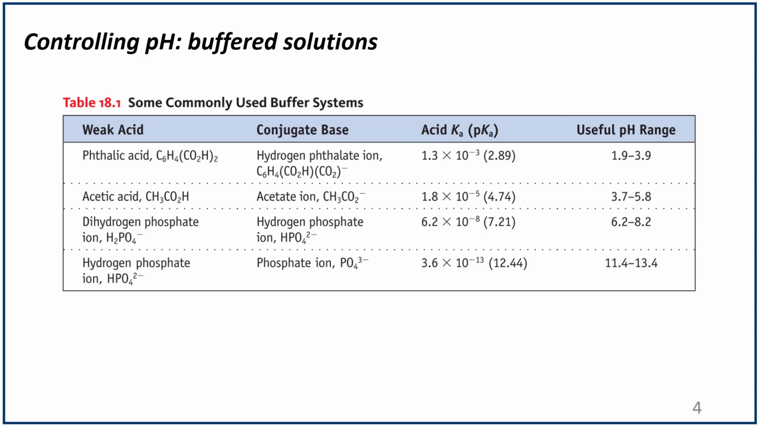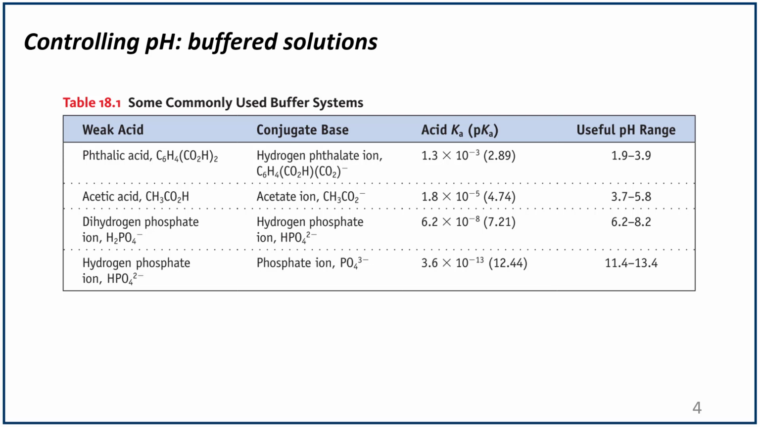So it's actually quite easy to make a buffer. All you need is a weak acid and the conjugate base in its salt form. So basically, for example, if you were to make a buffer of phthalic acid and hydrogen phthalate ion, you need the conjugate base hydrogen phthalate ion as sodium hydrogen phthalate.